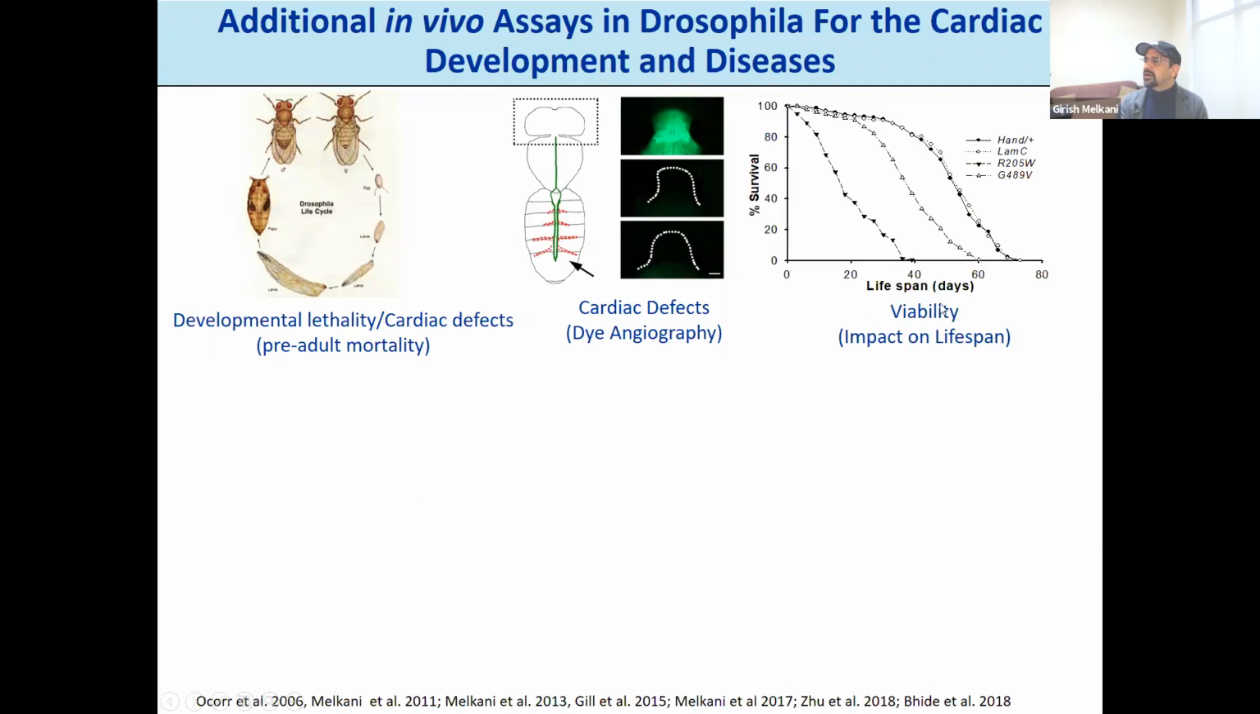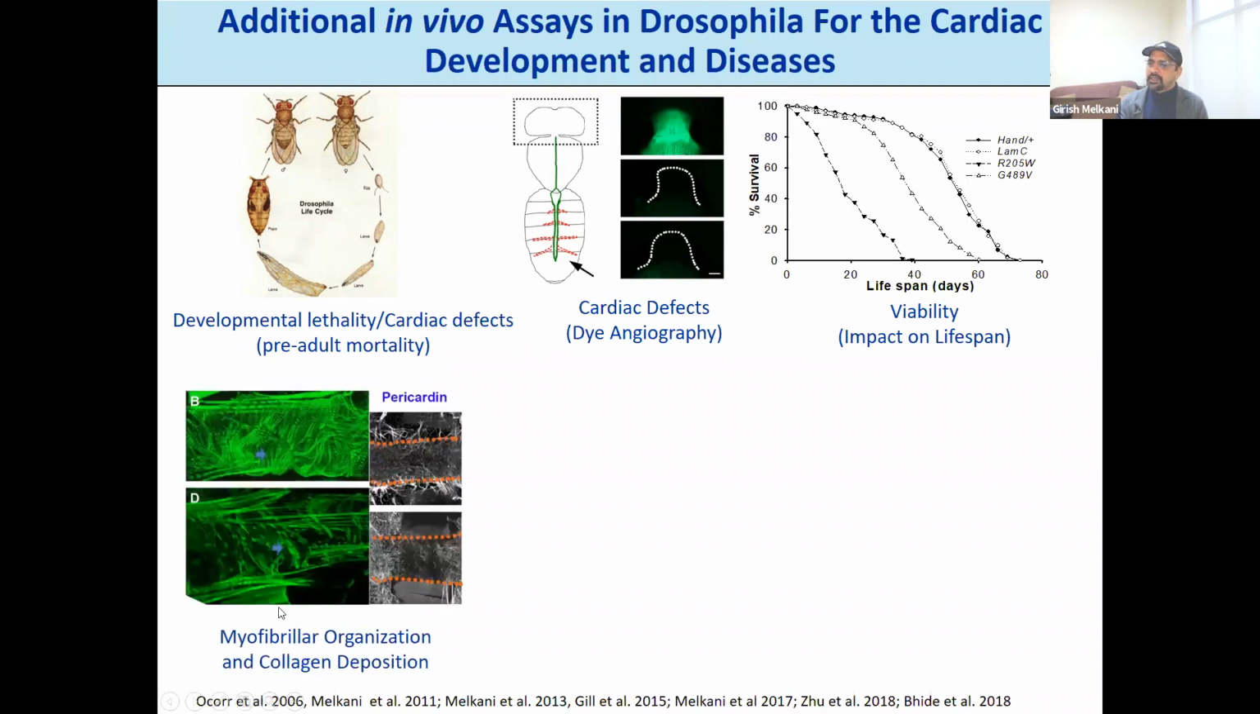You can also look at the lifespan. As you can see, I said wild type flies live about 70 days, but some mutants will have half that lifespan. Some cannot survive beyond a few days. So just a demonstration, we can do that.